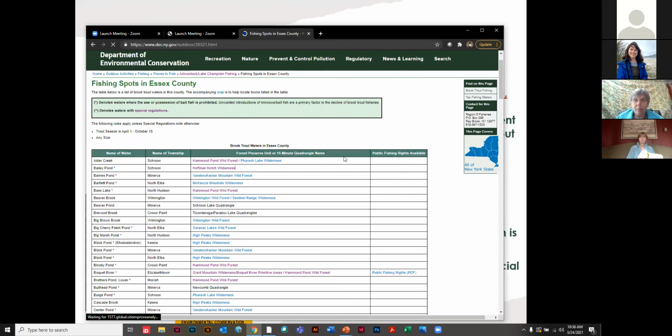I know there's a lot of folks on the line here from the Schroon Lake area. So, okay, I live near Schroon Lake, or the town of Schroon. I'm going to go find Bailey Pond. And this asterisk denotes that it is prohibited to have live bait fish in that area. So you can find different fishing spots, and there are different bait regulations in a couple of different ways.